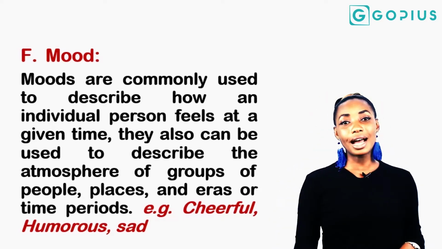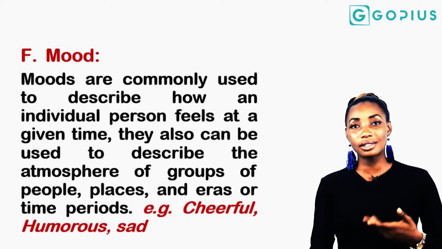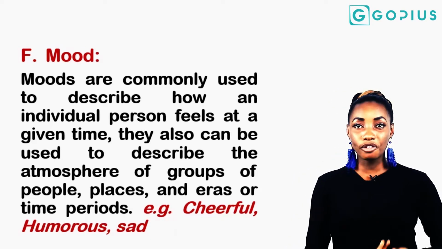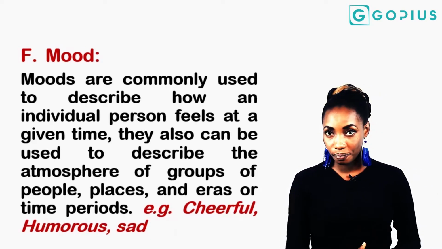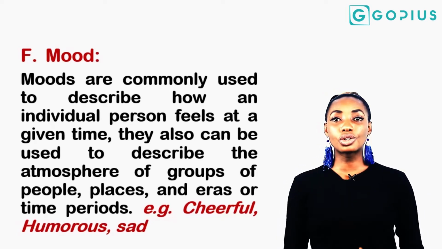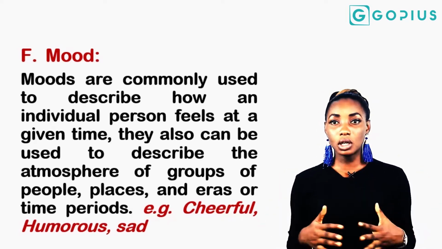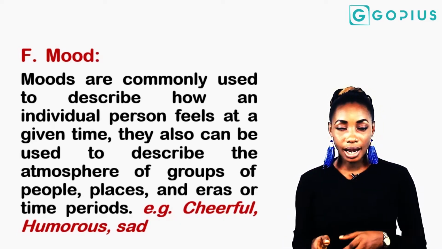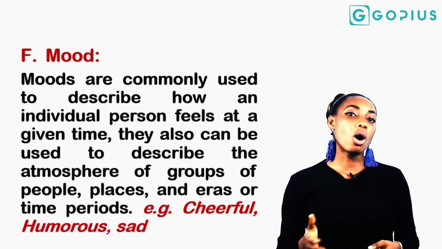Okay, the first part of the Lexis and Structure that we're going to deal with now is the mood. Moods are commonly used to describe how an individual person feels at a given time. They are also used to describe the atmosphere of a group of people, places, eras, and time periods, like the 90s, the 70s, or the 18th century. These time periods show people's moods. So the moods can be cheerful, humorous, sad, playful, adventurous. All of those are moods.